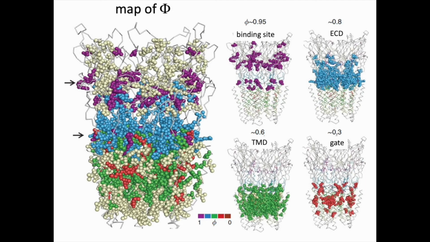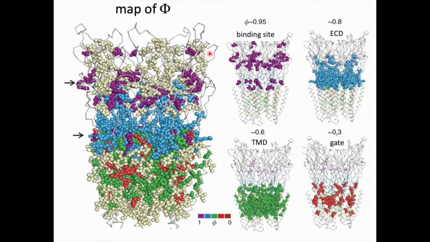So that feature, that phi is reporting a local energy change, allows us to make a map of phi values. So again, using GluCL as a template, this is a color code of phi values with each residue colored according to its phi value. This upper line here represents the level of the binding site, and this line here represents the interface between the extracellular and transmembrane domains. And in this plot to the left, the white balls mean residues that we studied.